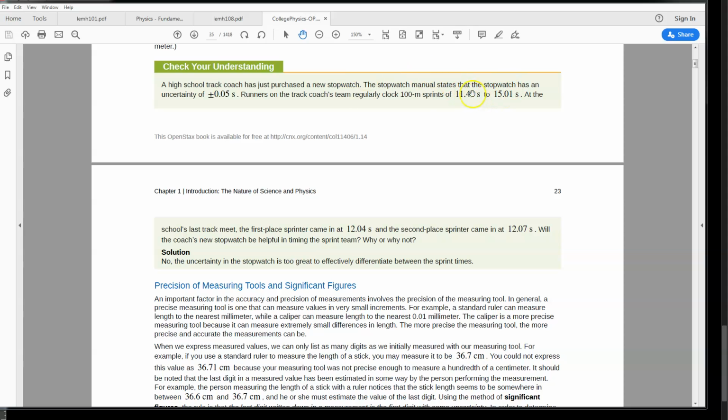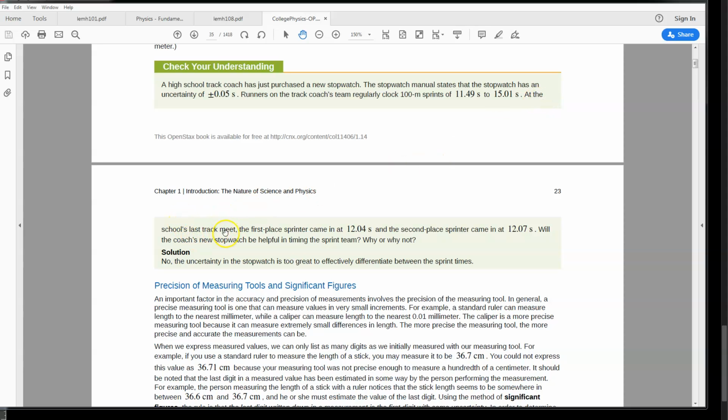Okay, so first of all, this problem says that the high school track coach has just purchased a new stopwatch. The stopwatch manual states that the stopwatch has an uncertainty of plus or minus 0.05 seconds. And runners on the track coach's team regularly clock 100 meter sprints of 11.49 seconds to 15.01 seconds. Now these two numbers are, I suppose, useless, because you don't actually need these two numbers in order to do anything. This is just something that usually happens on his team.